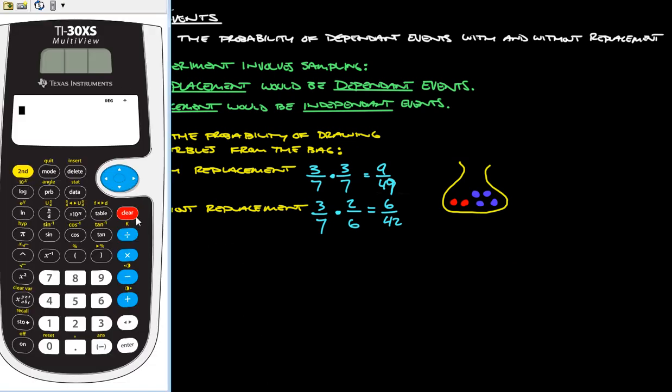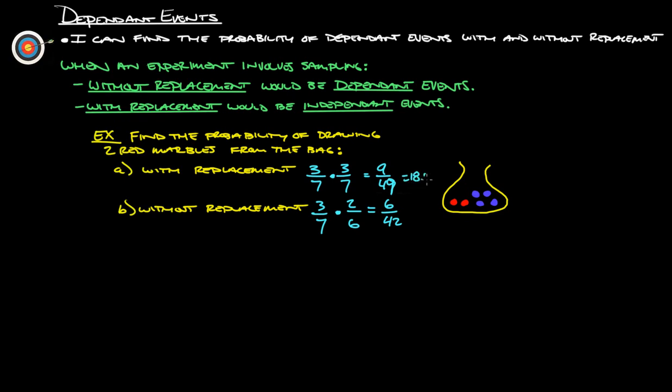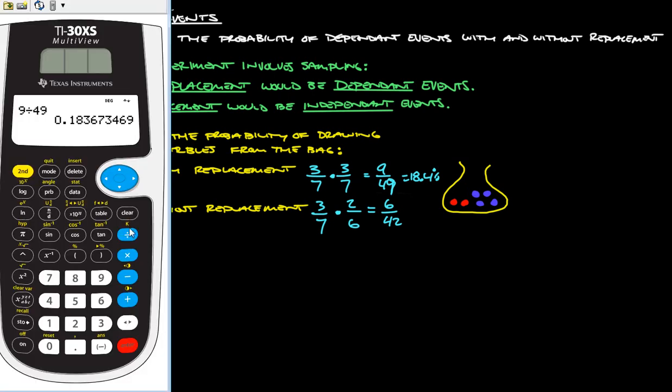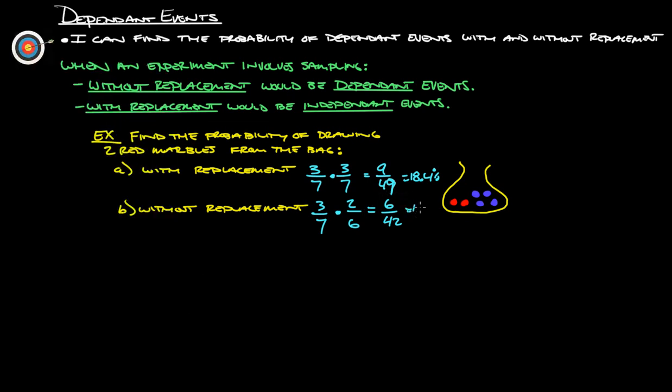Okay, so just so we get a better idea of what the change is, we go to 9 divided by 49. This is going to give us 18.4%. Right, but now with the second one, we're not replacing it, so that's 6 divided by 42, which is 14.3%. Okay, so it changed by about 4%. Not a huge difference, but it is still a difference. Okay? All right, let's take a look at another example.